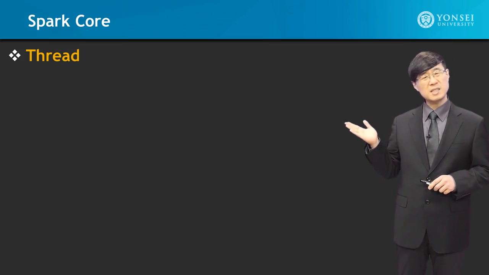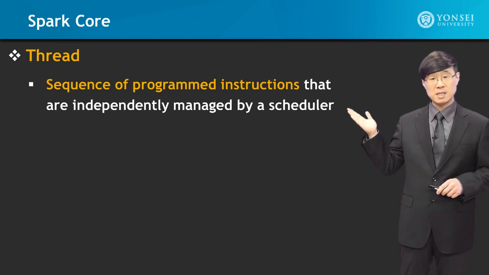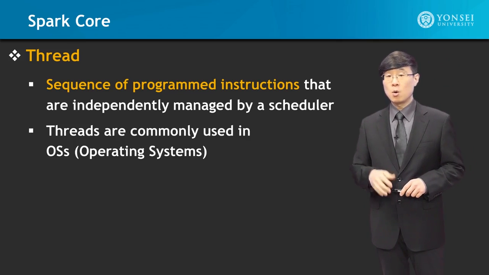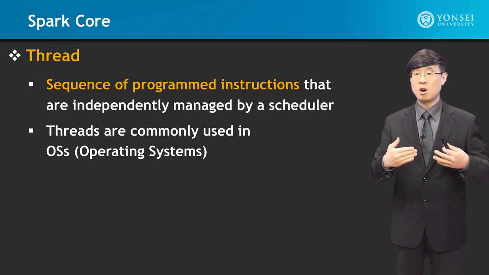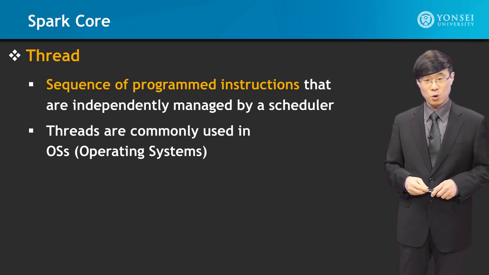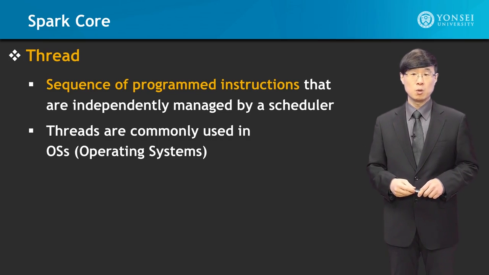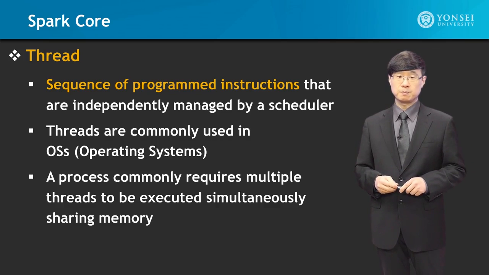A thread. What is a thread? Well, this is a sequence of programmed instructions that are independently managed by a scheduler. Threads are commonly used in operating systems. So on your smartphone and on your personal computer, on your laptop computer, on your iPad or tablet computer, all of the processes are operated based on multi-core threads. You have multiple threads executed on multiple cores, and some share and some are independent.